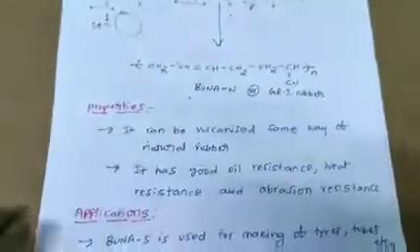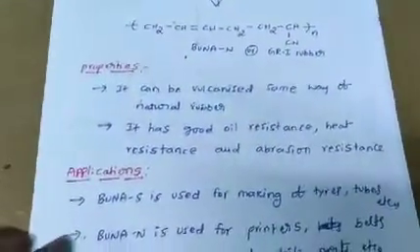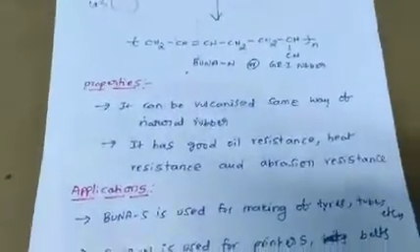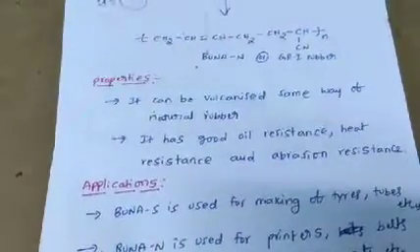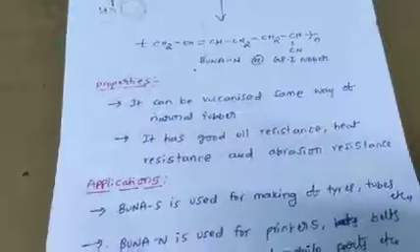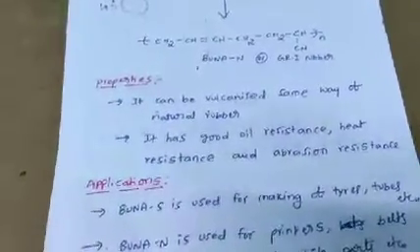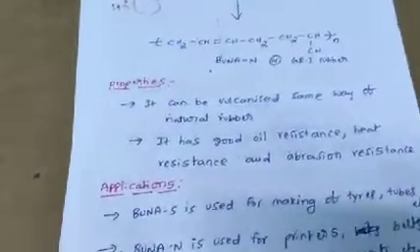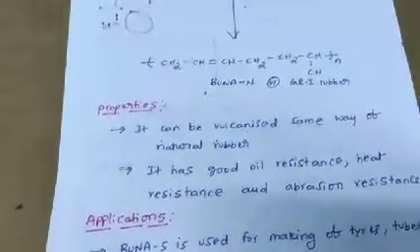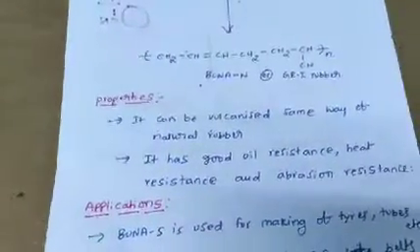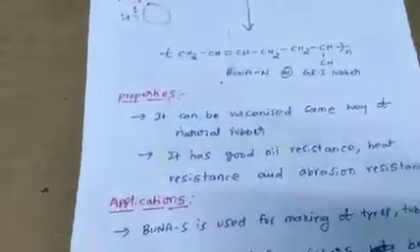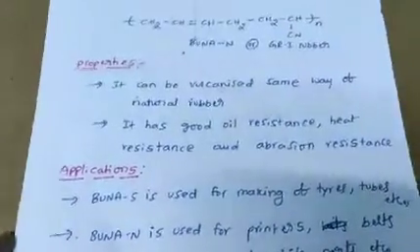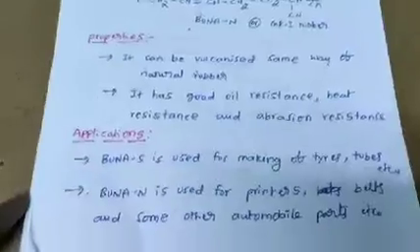Properties: it can be vulcanized same way as natural rubber. It has good oil resistance, heat resistance and abrasion resistance. What is the vulcanization process? Natural rubber has some drawbacks, like high water absorption and it is easily destroyed. Because of this, to control it, natural rubber is reacted with sulfur, which is nothing but the vulcanization process. Similarly, Buna-S and Buna-N are also reacted with sulfur for better properties. That's why they can be vulcanized the same way as natural rubber.